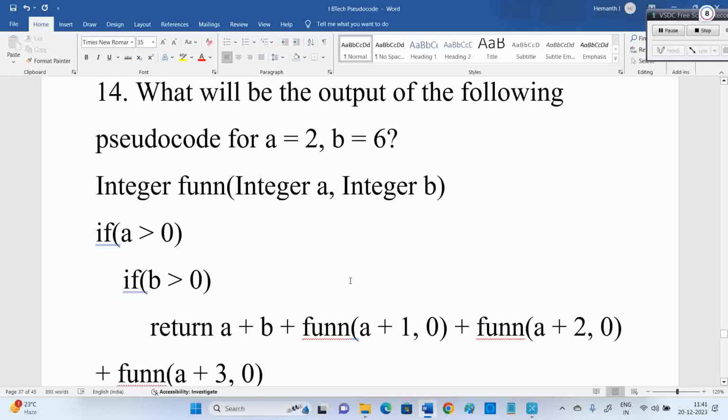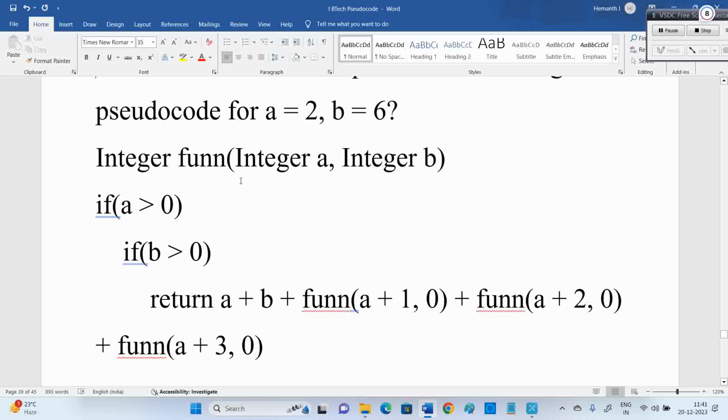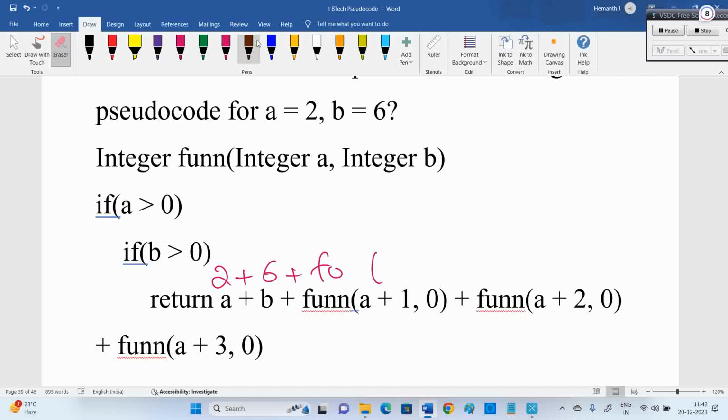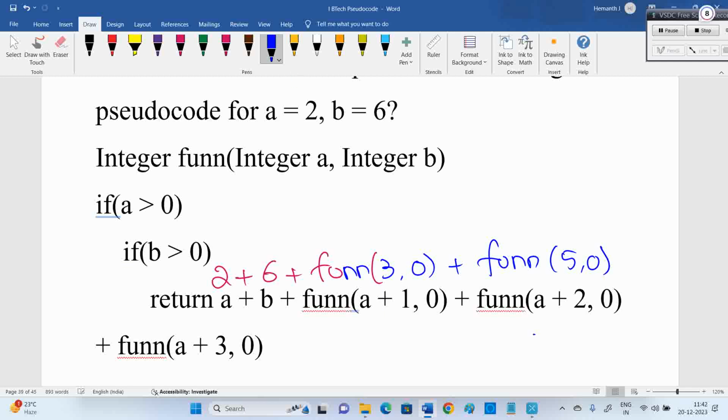Okay, this is a good question actually. A equal to 2, B equal to 6. A greater than 0, satisfied. Now what do you have to return? 2 plus 6 plus function with input A plus 1, that means 3 comma 0, plus function with input 4 comma 0, then function with input 5 comma 0.